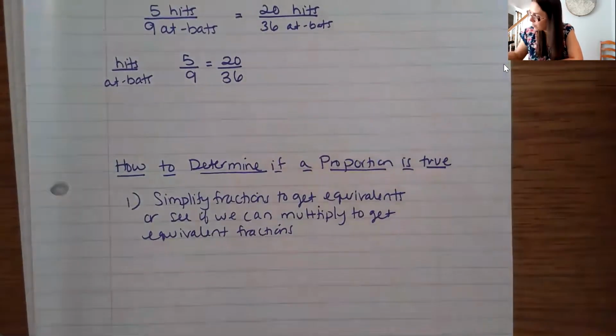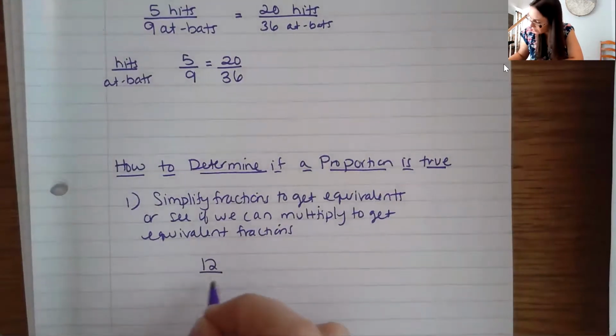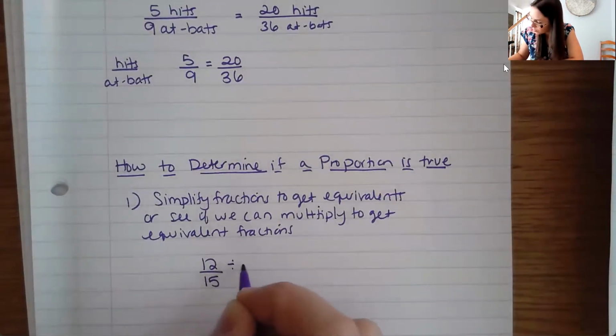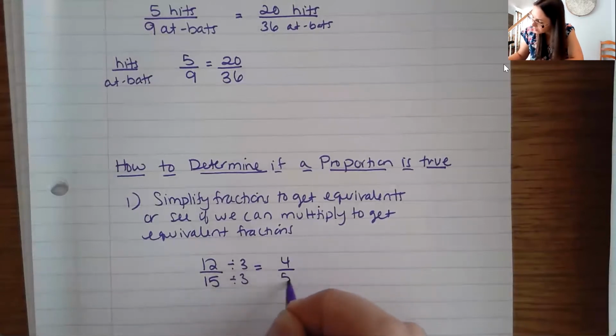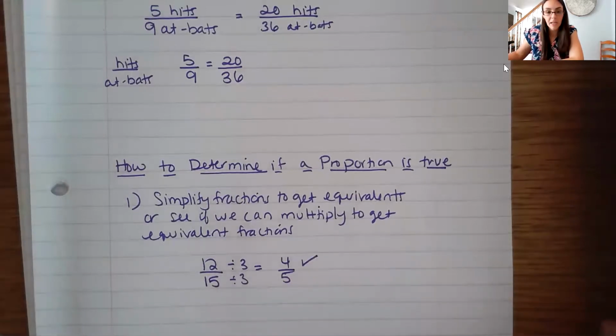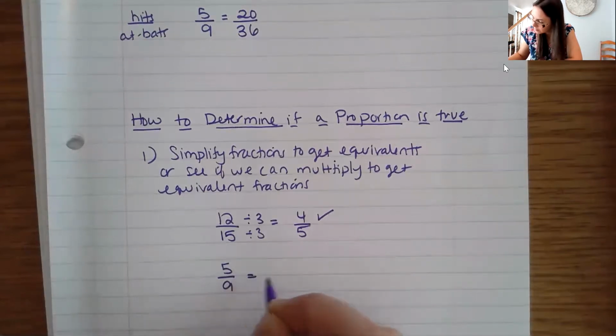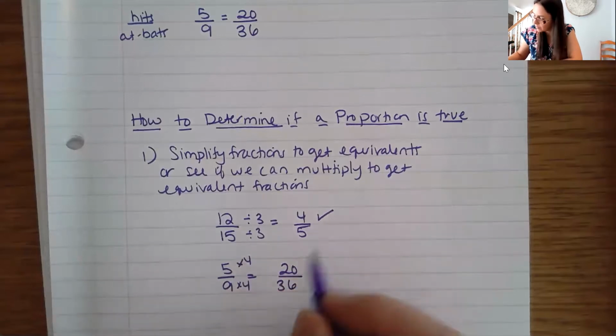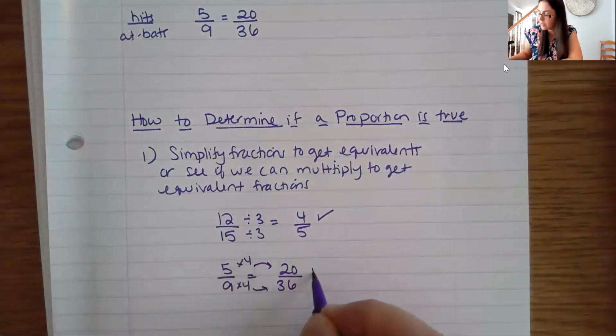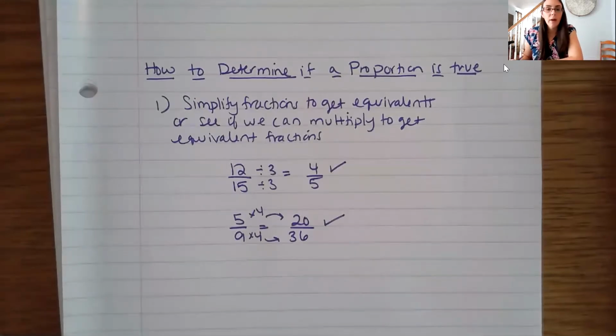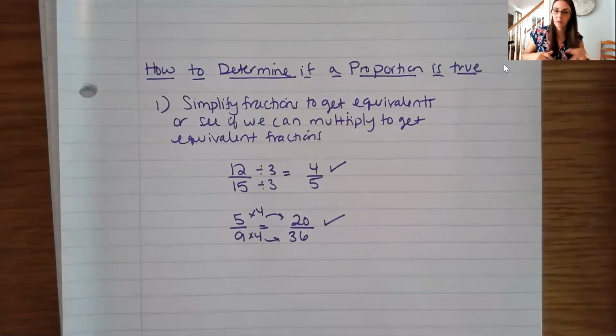So in our first example, we had 12 over 15. And if we divided those each by 3, so we're simplifying here, we got 4/5, which was our first example on the page before. And then in this example, we took 5/9, and we noticed that if we multiplied these both by 4, we got those equivalent fractions of 20 over 36. So one way to check is just to use your standard tools for working with fractions. You can multiply up to get equivalent fractions, or simplify, so divide out to get equivalent fractions.